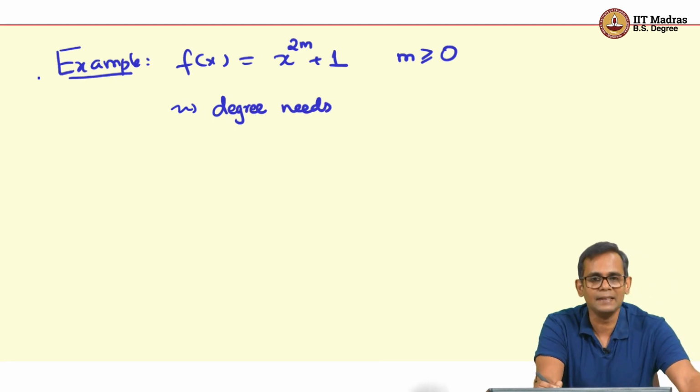I am not saying that polynomials of even degree do not have roots. All I am saying is that we cannot be sure that a polynomial with even degree has a root, and what I am giving you here is for every even degree a polynomial that does not have a root.